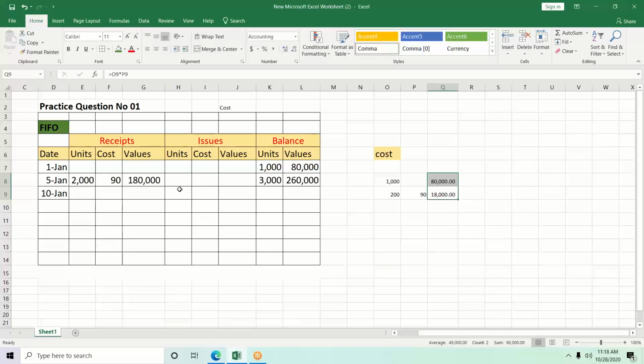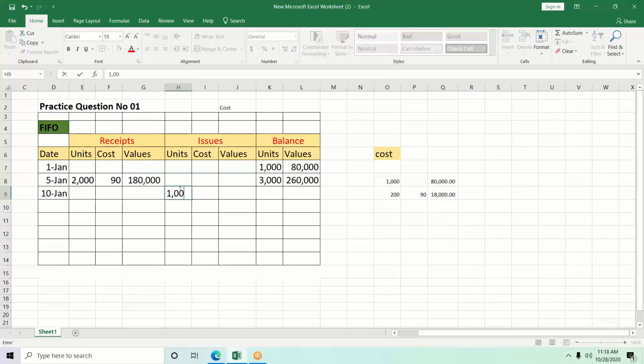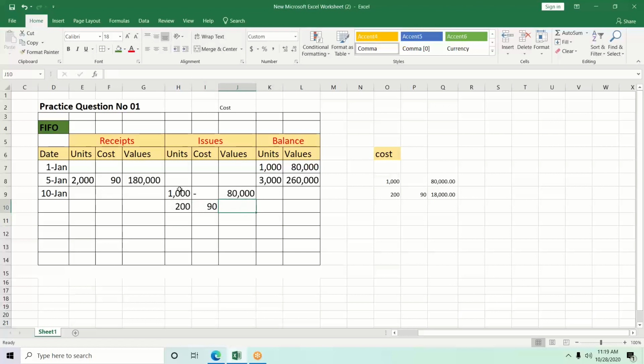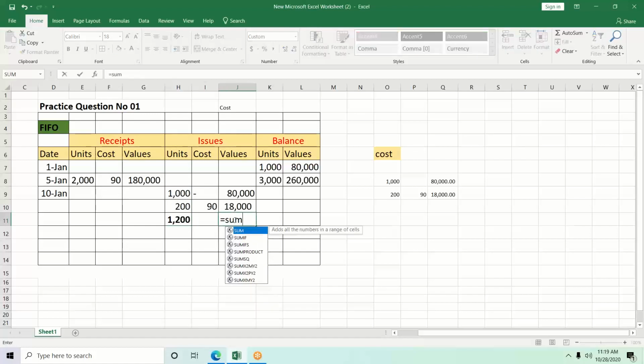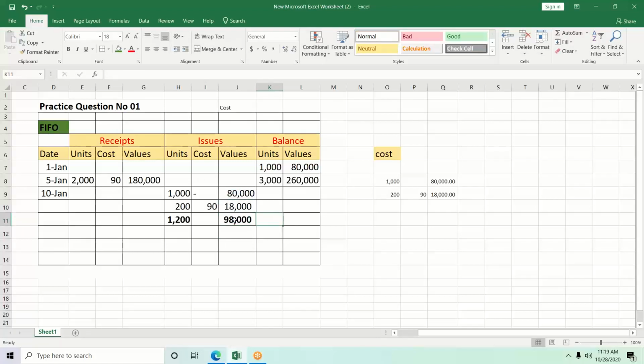How are we going to do these calculations? You issued 1,000 units from the opening stocks at 80. Then you have issued another 200 units at 90, so the value of it is rupees 18,000. 1,200 is the number of units you have issued, and the value of it is rupees 98,000.